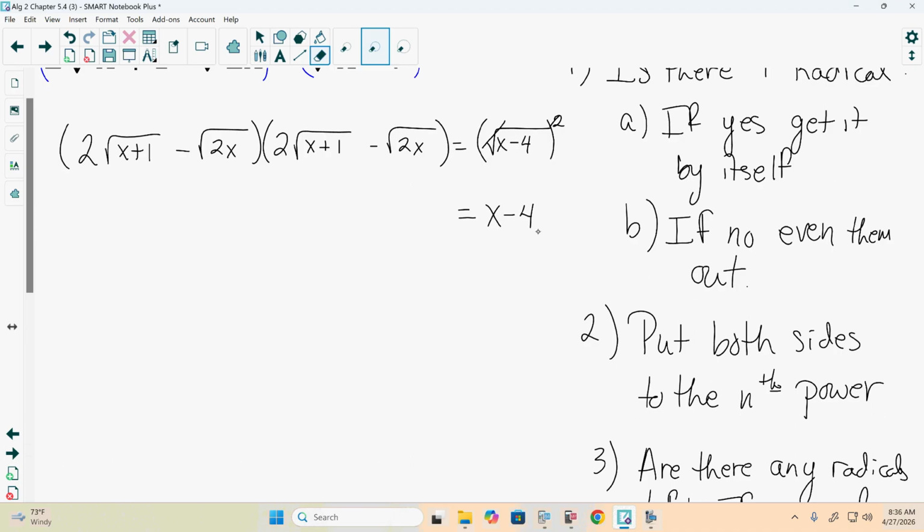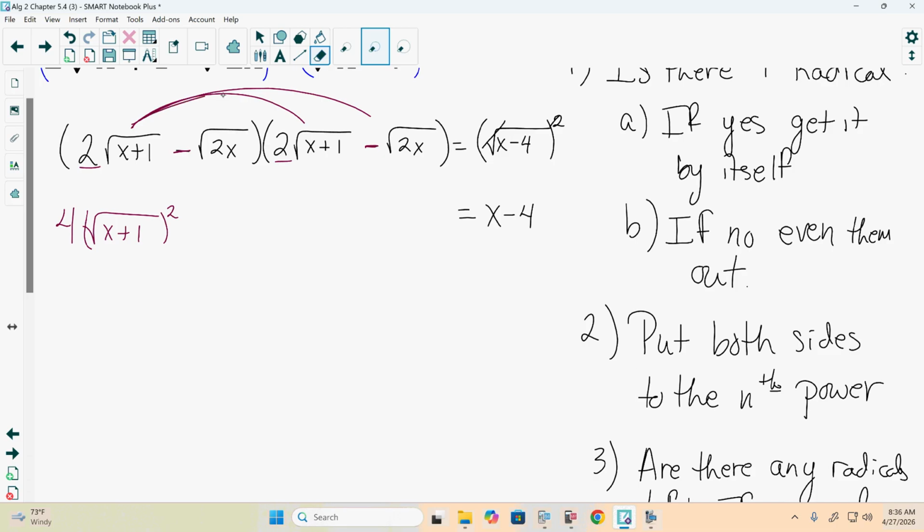The left-hand side, because we have this subtraction sign between our two terms, we are going to have to distribute this out. 2 square root of x plus 1 times 2 square root of x plus 1. The 2 and 2 will multiply together. 2 times 2 is going to give us 4 times the square root of x plus 1 squared, since it's being multiplied by itself. We'll deal with that radical and square here in a minute.